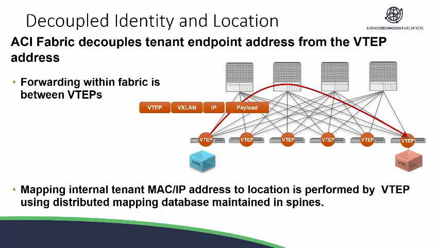Now, locally significant, if you have two virtual machines connected to the same leaf, the leaf will actually switch that traffic. There's no need to go up to the spine. But when virtual machines are connected to hosts that are on separate leaf switches, then yes, the spine proxy will come in and he will know where to forward that traffic to.